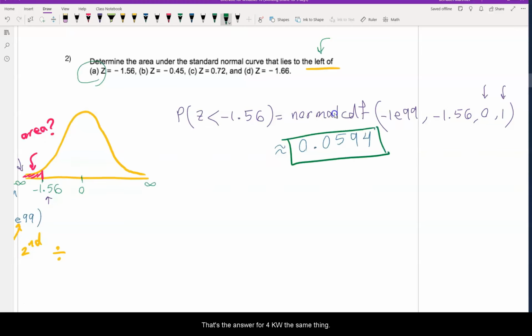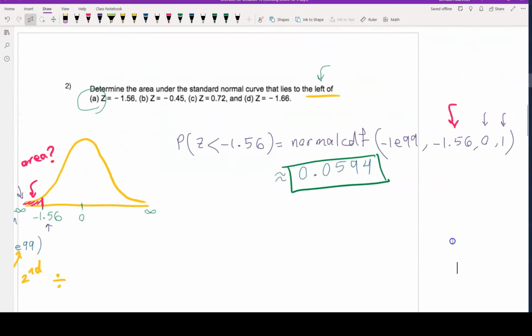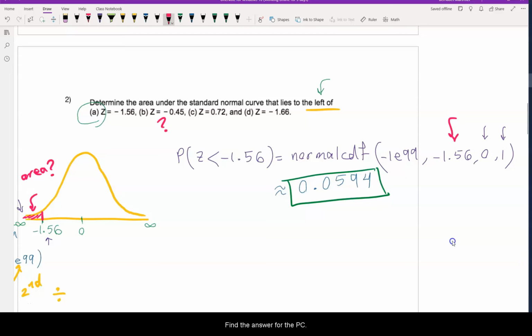That's the answer for part A. Do exactly the same thing for part B, C, and D. Again, it doesn't matter if your z-score is negative or positive. What matters is what it's asking here, if it's area to the left or right, and in this case it is to the left. So you're going to do exactly the same as what I did here. You just change that part, your z-score, and find the answers for B, C, and D.